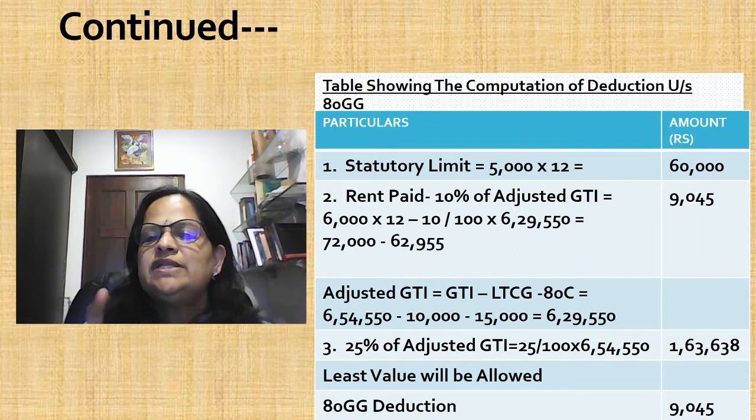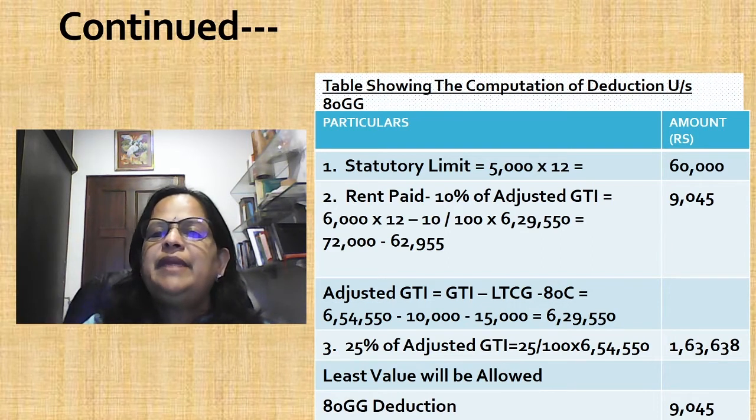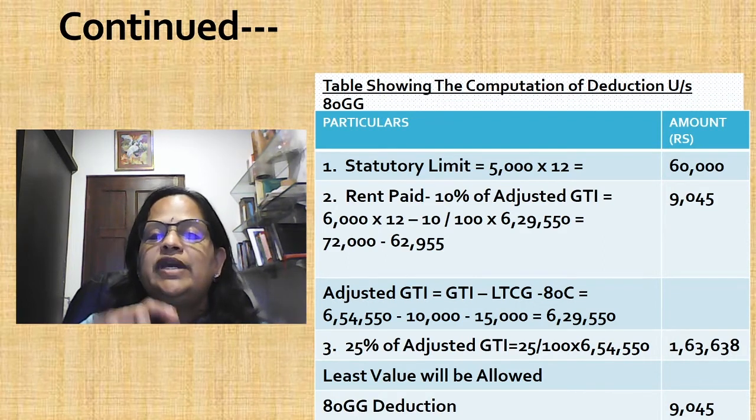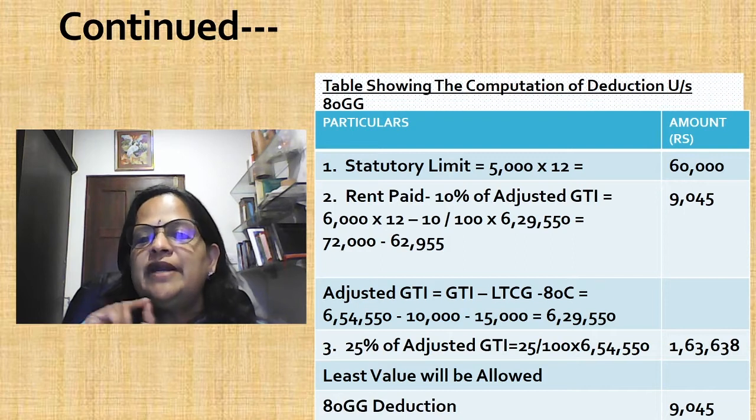So the value is 6,29,550. This you have to remember: rent paid minus 10% of adjusted gross total income. So you are getting 72,000 minus 62,955. So you are getting 9,045.